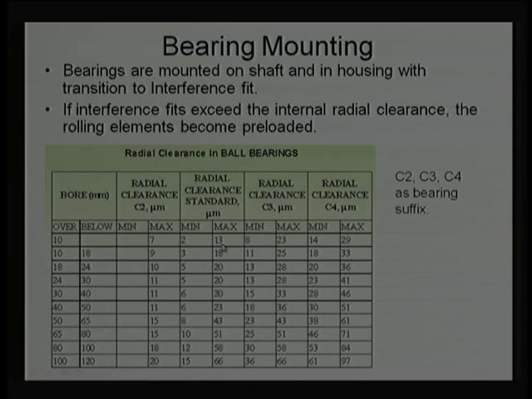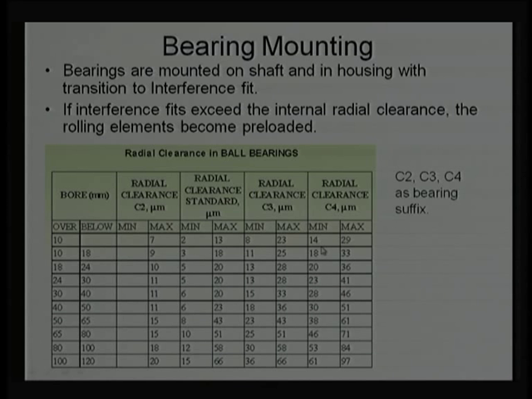In this case, 2 to 13 micron is the clearance, while C4 clearance is 14 to 29 micron. If I take a mean value, 2 plus 13 divided by 2 will be 7.5 micron, while 14 plus 29 is 43, divided by 2 is 21.5 micron. So, 7.5 micron to 21.5 micron.